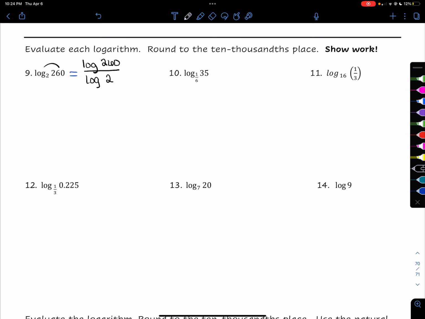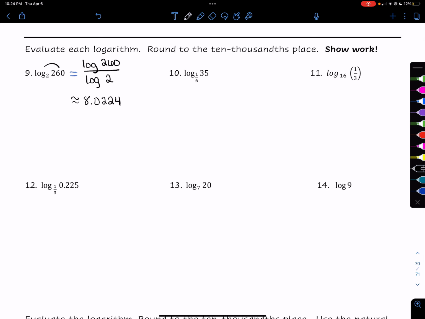Now in your calculator, you're going to type in 260 log divided by 2 log. And these ones are going to give us decimals, so I'm going to put our estimated equal sign so we know that this was not exact and that we were rounding. I'm going to go 4 decimal places. So this one here will give us 8.0224 once we've got that rounded.